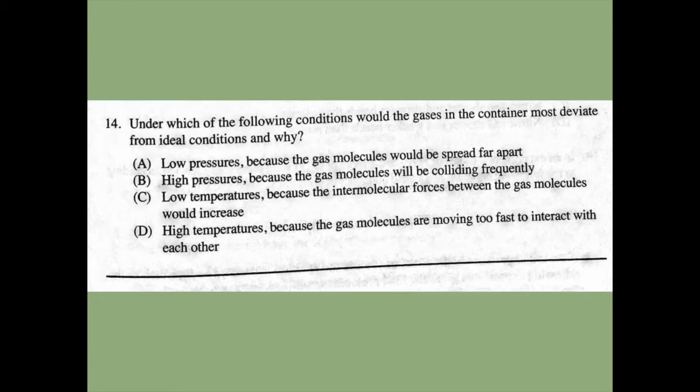So I know that I can get rid of A and I know I can get rid of D because those are ideal situations, not me deviating from those situations. For B, I agree high pressure could lead to a gas deviating from ideal conditions, but not because they're colliding together, because if you increase pressure, that means you're going to have a greater chance of them being attracted to each other, which means they would not be acting ideally.